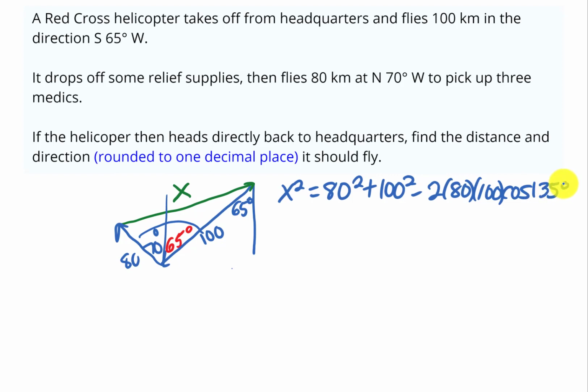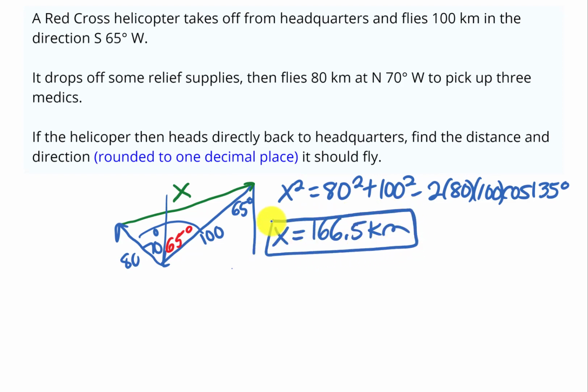So I go ahead and put that in the calculator, and then I get that totaled, and that is x squared. So I need to square root that answer to get x, and it looks like x is 166.5 kilometers. So that's the distance to get back to headquarters. Now I need to give a direction, and we know directions are measured off north and south.